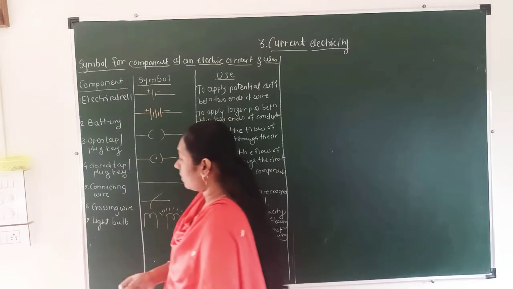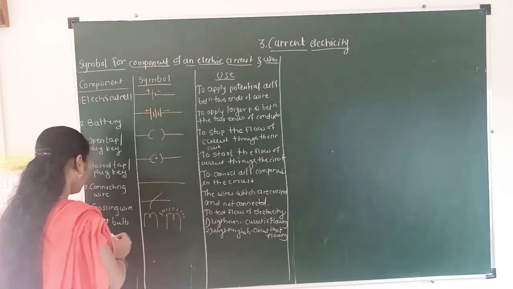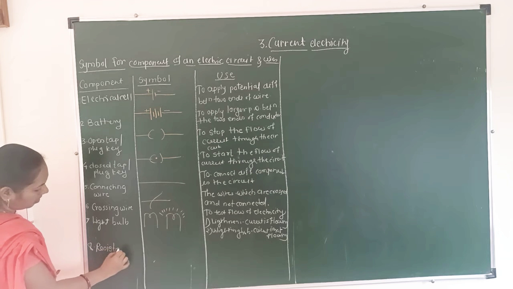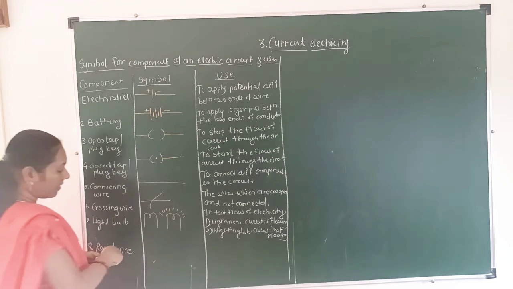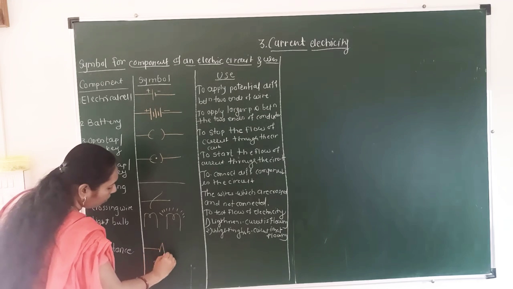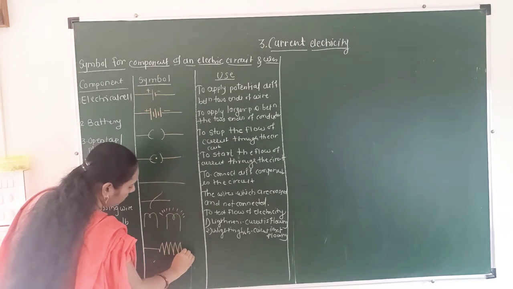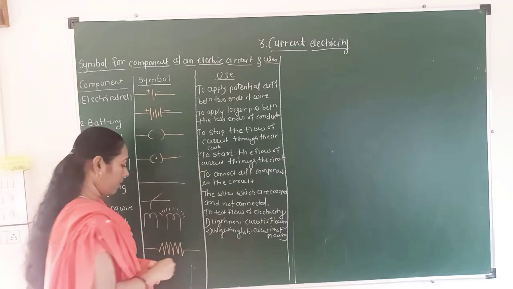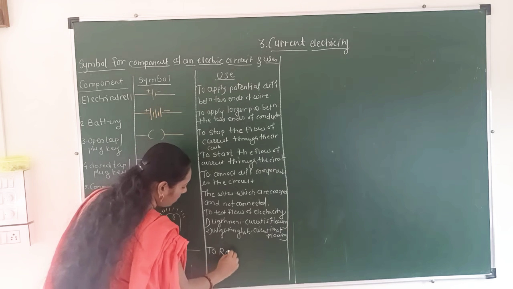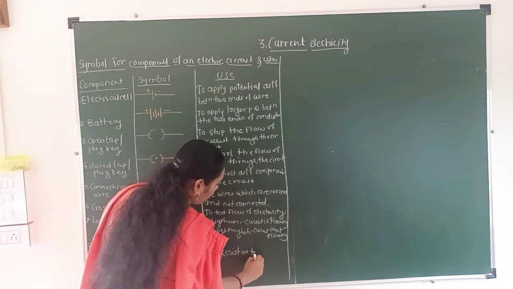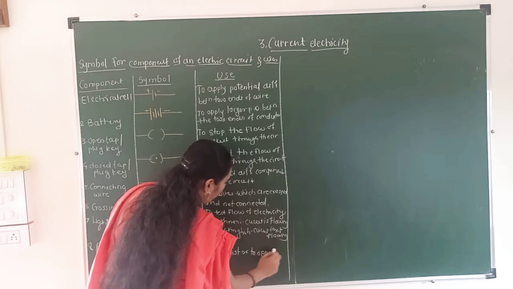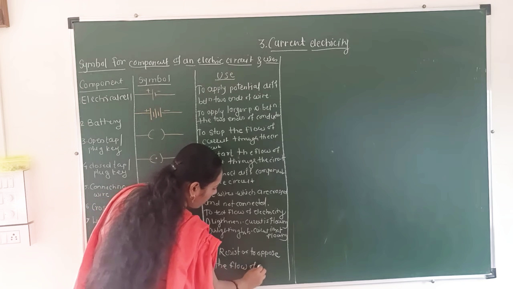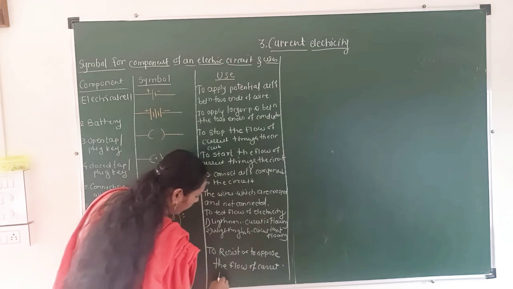Number eight is the resistance. What is the symbol for resistance? All of you know the symbol for resistance is like this. And what is the function of resistance? To resist or oppose the flow of current in the electrical circuit.